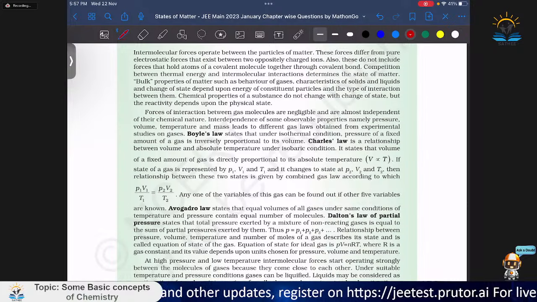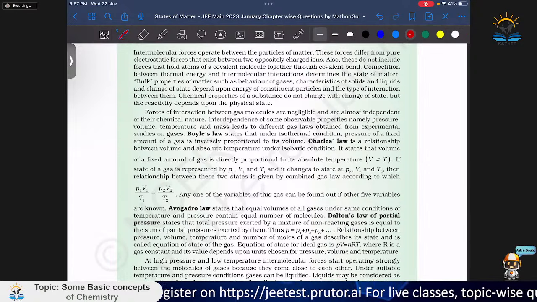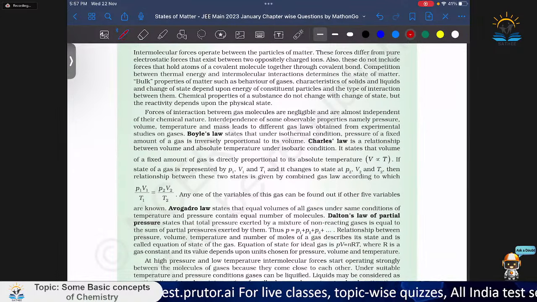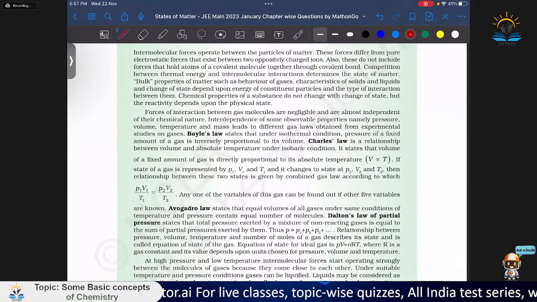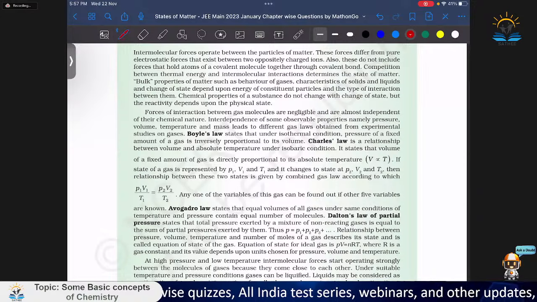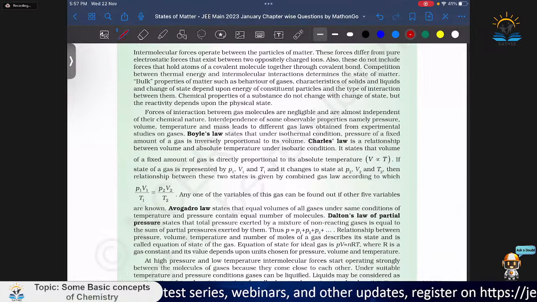Bulk properties of matter, such as behavior of gases, characteristic of solids and liquids, they depend on particles in it and type of interaction between them. So if a particle is solid, the kind of interactions will be different, which will be seen for a gas. Now, chemical properties do not change with the change in state, but the reactivity or the rate depends on the physical change, which we already discussed. Yes, the chemical properties will be same, but the rate at which the reaction occurs, it will be dependent on the pressure, on the state of matter.